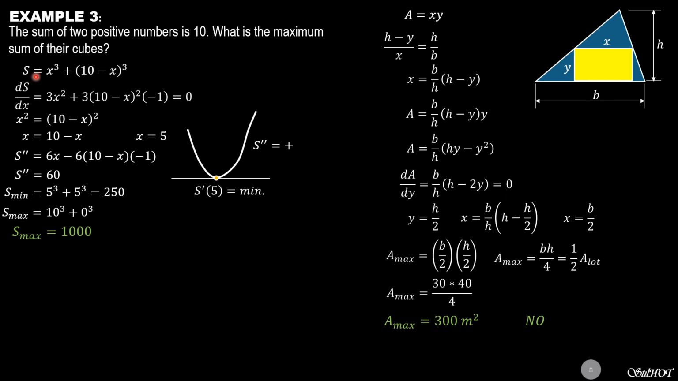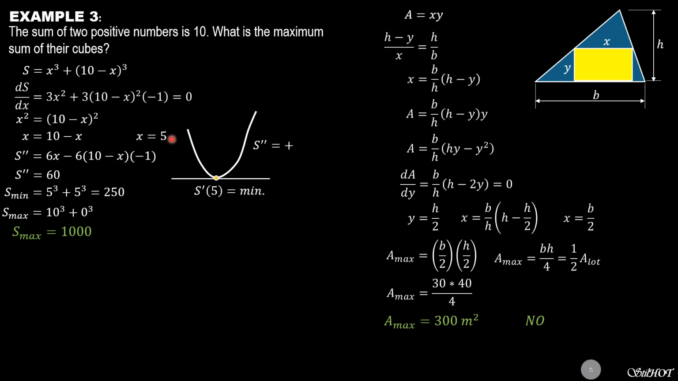So differentiating S, which means sum, with respect to x, we have 3x squared plus 3 quantity 10 minus x to the 2, and the derivative of 10 minus x is negative 1, equals 0. So we cancel out 3, transpose this term to the right. So we have x squared left here. Then this becomes quantity 10 minus x squared. Extract the square root. So x is equal to 10 minus x. 2x equals 10. So that means x is 5.